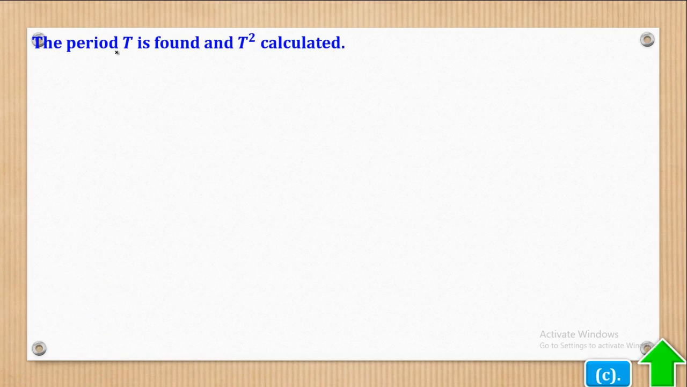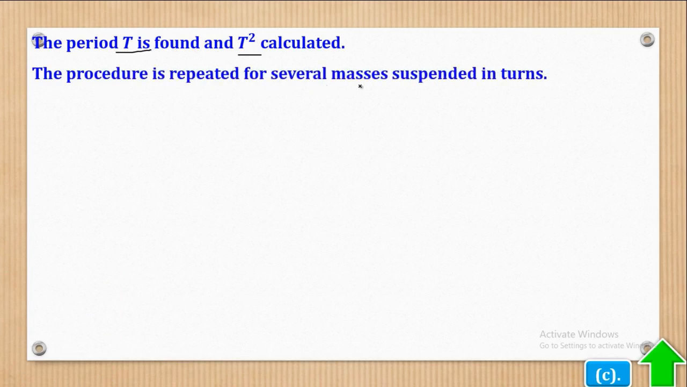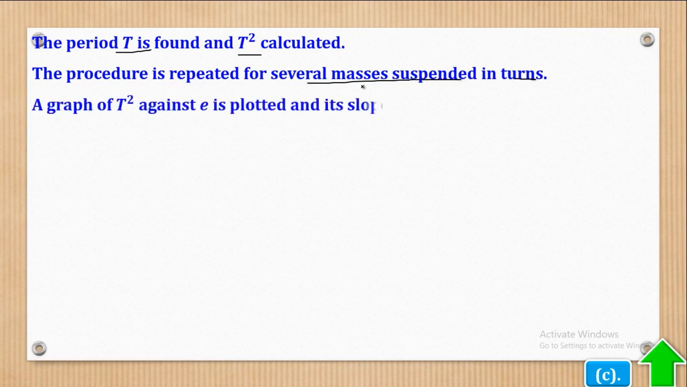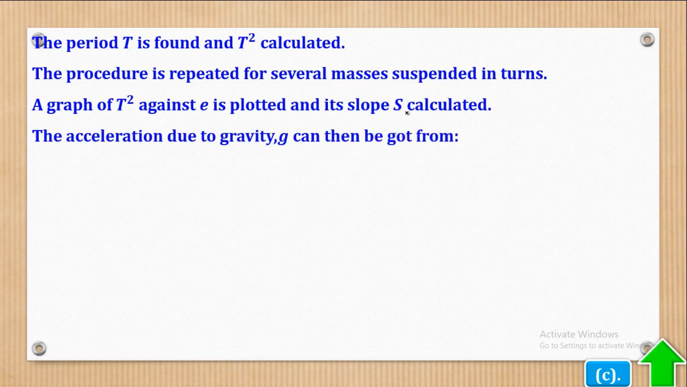So the period T, capital T, is found and T squared calculated. After that, the procedure is repeated for several masses suspended in turns. A graph is therefore drawn of T squared against E and its slope calculated. Acceleration due to gravity G can then be got from this formula, which says that G is equal to 4 pi squared over S, where S is the slope. So that was part B. Now we shall go to part C.